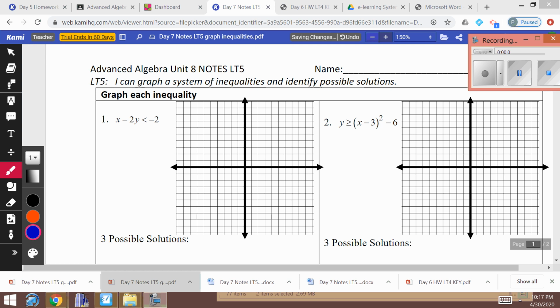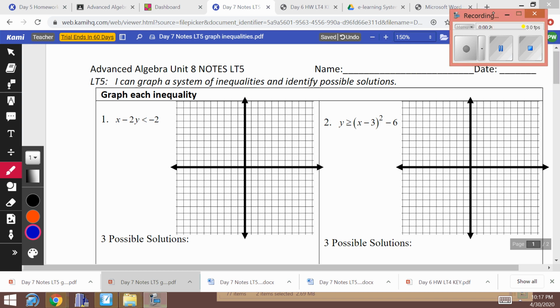Right, guys, today we are doing actually our final target for Unit 8, Target 5. I can graph a system of inequalities and identify possible solutions. So far we've done systems of equations. Now we're doing inequalities. And this really is a nice review of things we've done before.